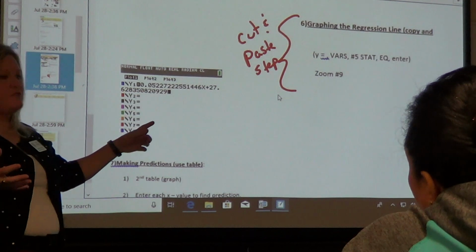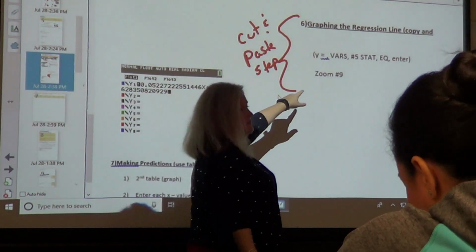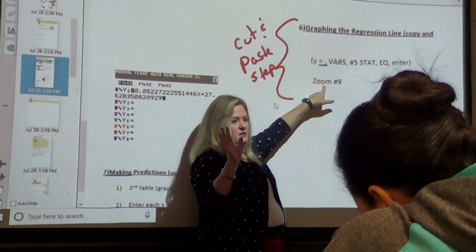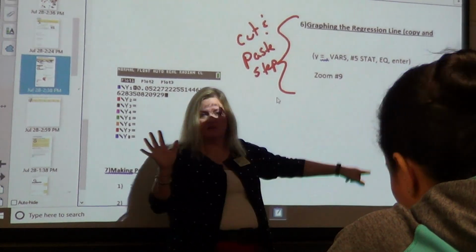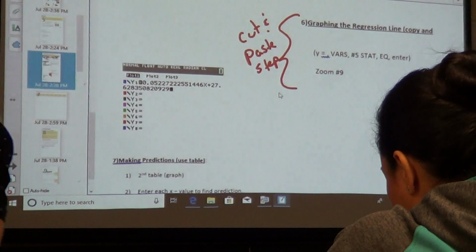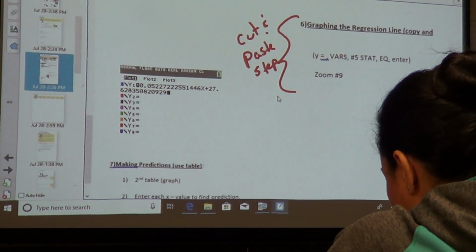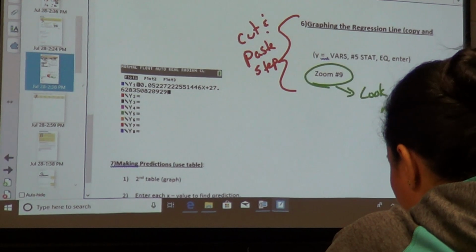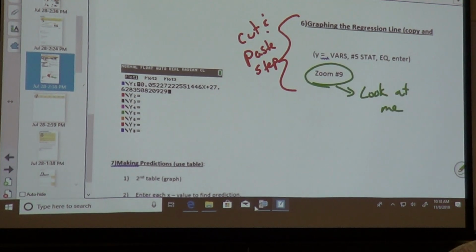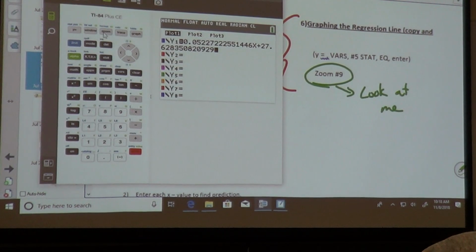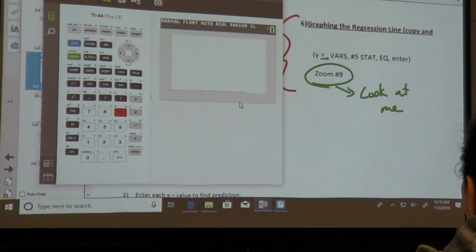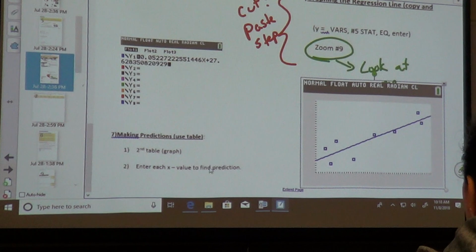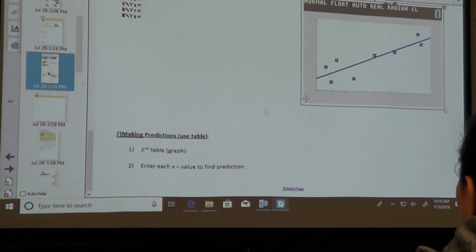So after we did all that work, y'all, look at me. Do a Zoom 9 after you do all that. Oh, snap. Wow. So now, when I do a Zoom 9, here's what the calculator is doing, y'all. Calculator's amazing.